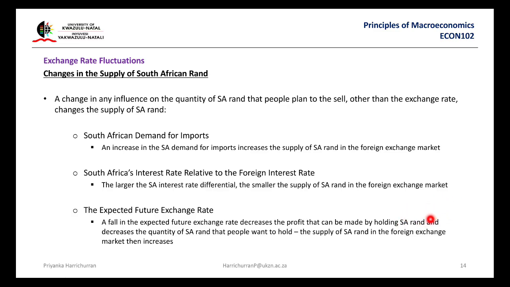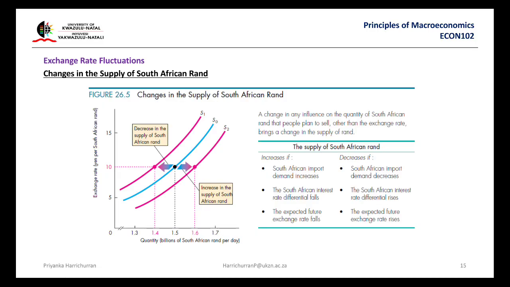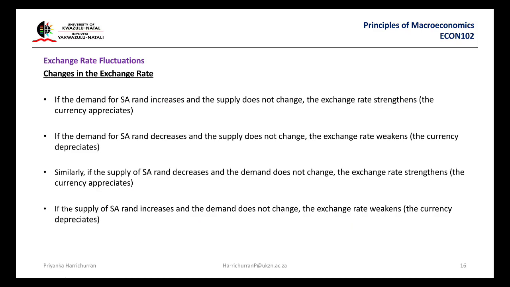So let's say the foreign expected future exchange rate decreases the profits of those holding South African rand. If the price of the South African rand is going down, you would rather supply the rand now while you can get more money. For example, for a product, if you sell now you get 10 rand, but tomorrow it's going to go to 8 rand. You would rather sell now because you get 10 rand. So that is why a rand in this market is like a toy or a product. Supply can decrease, supply can increase.